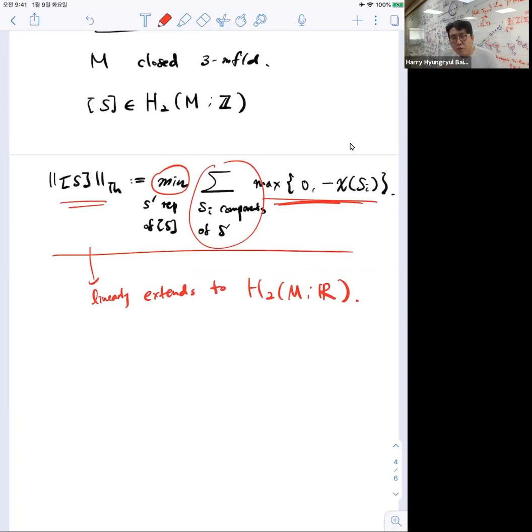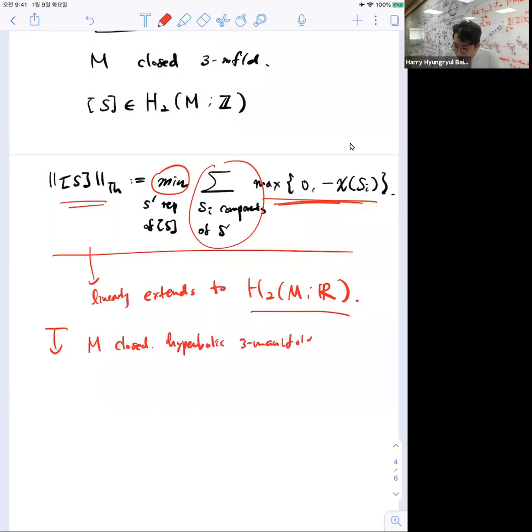What can cause a problem is, of course, if you have essential spheres or essential tori inside the 3-manifold, that would give you some non-trivial homology class which has zero Thurston norm. But what we will consider is the hyperbolic 3-manifold. So for the rest of the talk, we'll only focus on the case when M is a closed hyperbolic 3-manifold.